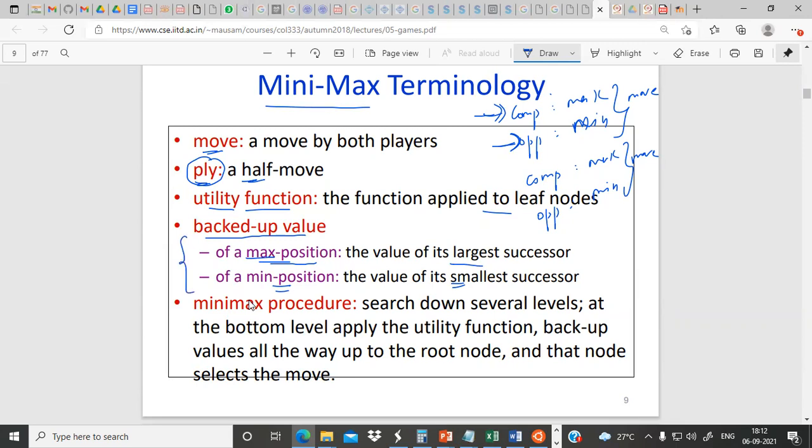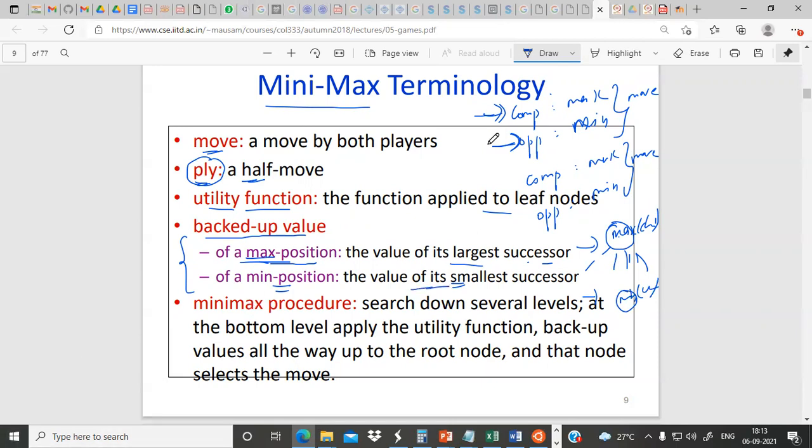As of now, let us understand this much. For a max position, that is, if the player is trying to maximize his score, then out of all his children, he will find the child with the maximum value. So the value of its largest successor is the max of the children if the node is trying to maximize. For a node which is trying to minimize, this will be the minimum of the children. For a min position, the value of its smallest successor.